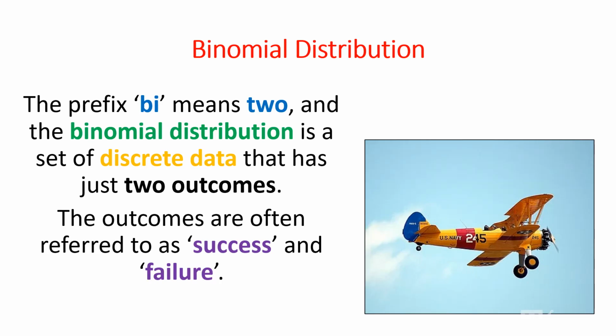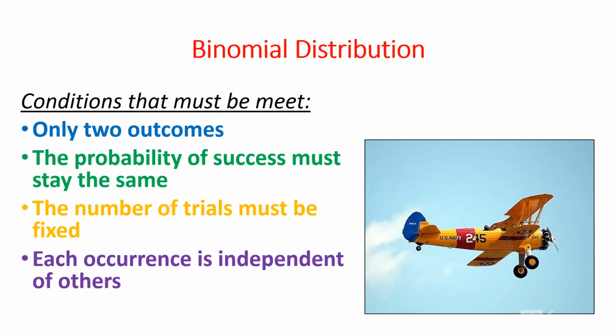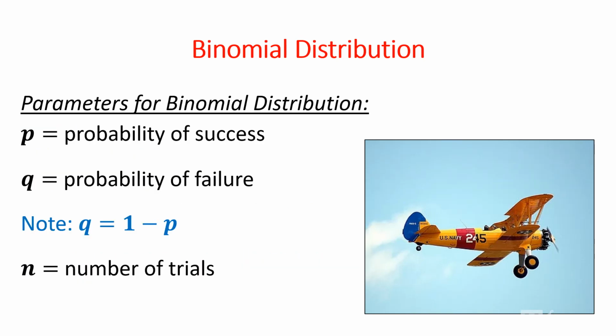Now we know the binomial distribution is a set of discrete data with just two outcomes, which we often call success and failure. We have four conditions that must be met, and it's important you read through these and get familiar with them because they could be talked about and asked about in the assessment.